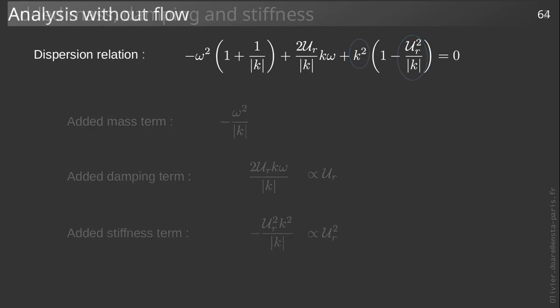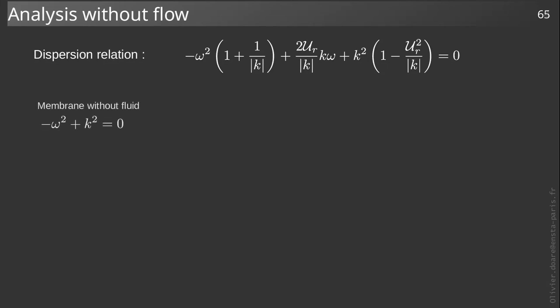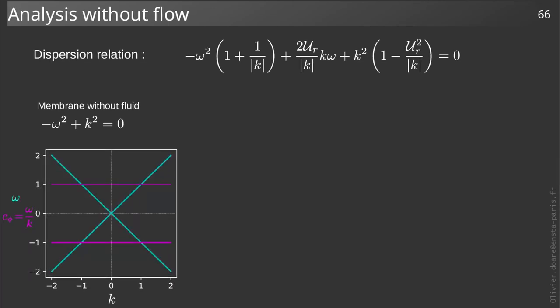Let us now study the solutions of this dispersion equation, starting first with the case of a membrane with no fluid. We therefore remove all the terms coming from the fluid from the equation. The study of the wave propagation in the medium is done by varying the wave number k, considered real, and by calculating the values of the corresponding frequencies omega.